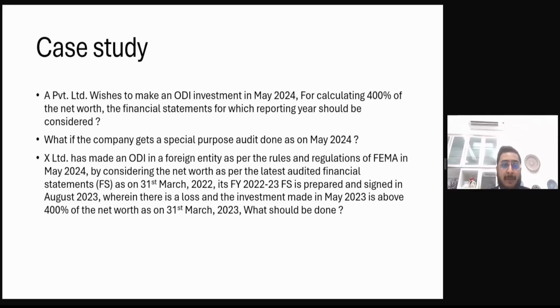Sometimes it happens that there's a newly incorporated company. A newly incorporated company might not have a previous year net worth, but it wishes to make an ODI, and it has a lot of share capital. See, normally share capital can also play a big role in net worth. So it has a good amount of net worth, and it wishes to do this ODI. So it can get a special purpose audit done, and accordingly, with respect to that, it can calculate the 400% and do the ODI.